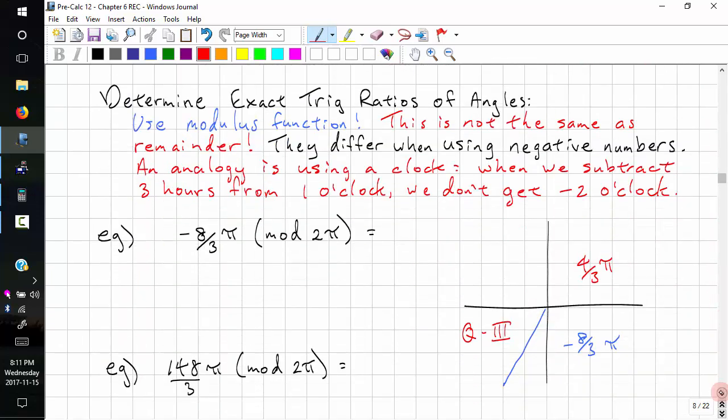So here's how we use our knowledge. Determine the exact trig ratios of the angles. Use the modulus function. This is not the same as remainder. They differ when using negative numbers. An analogy is using a clock. When we subtract 3 hours from 1 o'clock, we don't get negative 2 o'clock. We get 10 o'clock. So, same thing here.